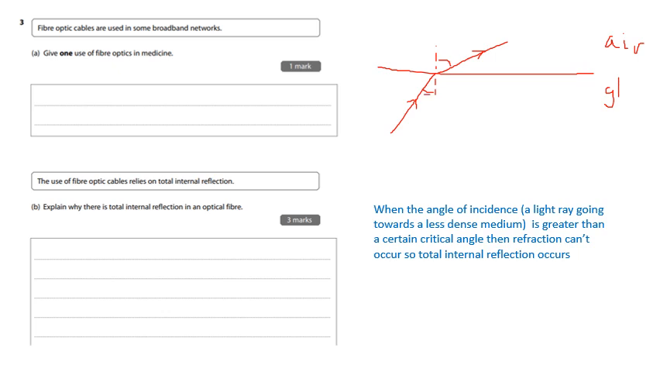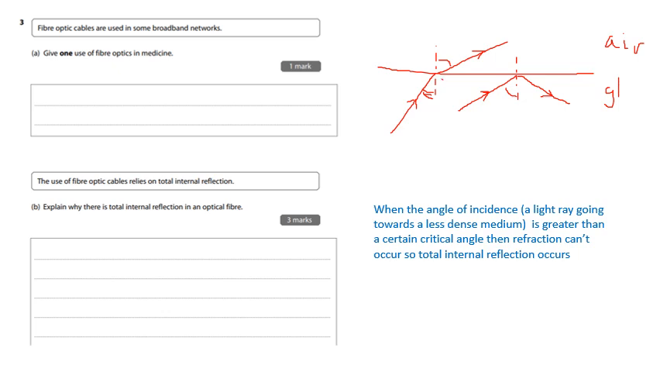Now, if this angle here is big enough, in fact if it's bigger than something we call the critical angle, then the ray of light can't bend more than 90 degrees. So instead of refracting, it will reflect, and all of it will reflect inside the glass. And that's total internal reflection.